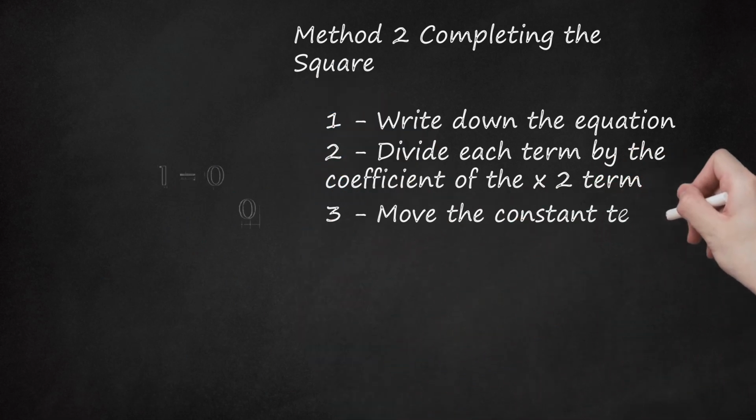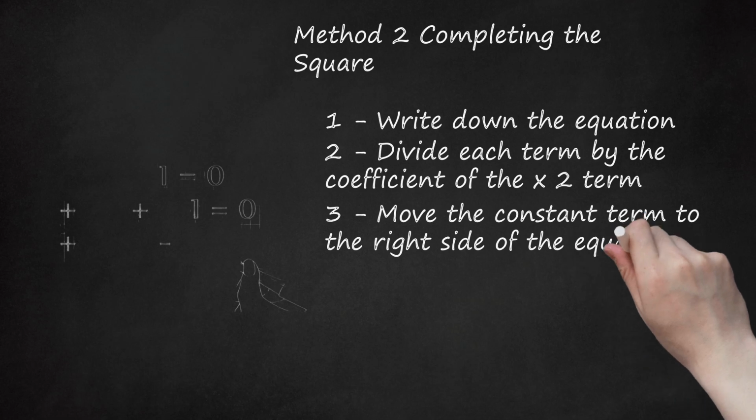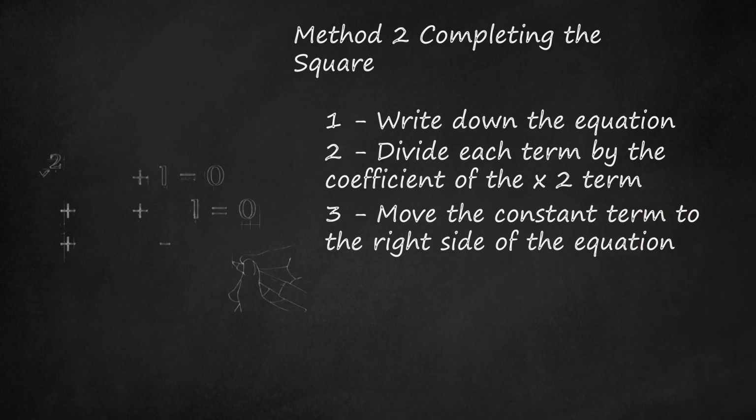3. Move the constant term to the right side of the equation. The constant term is the term without a coefficient. In this case, it is 1. Move 1 to the other side of the equation by subtracting 1 from both sides.